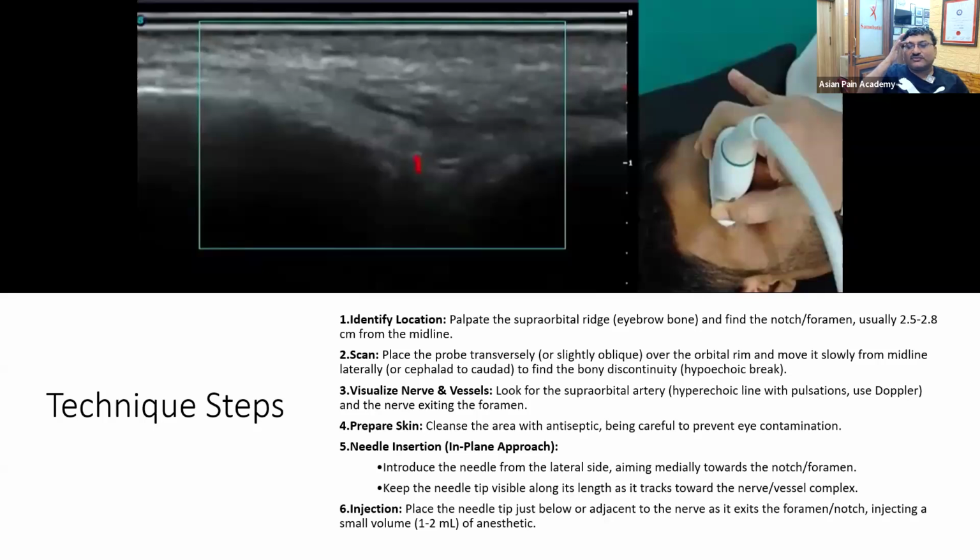So just first feel where it is, then try to see, and once you are there, switch on the Doppler. You see the artery, the supraorbital artery, which is associated with the nerve, is there. And after this, you can go in plane approach. In plane approach can be accessed in two ways.